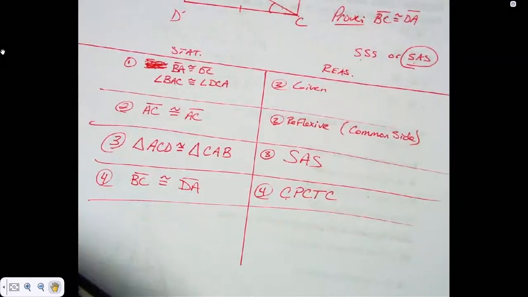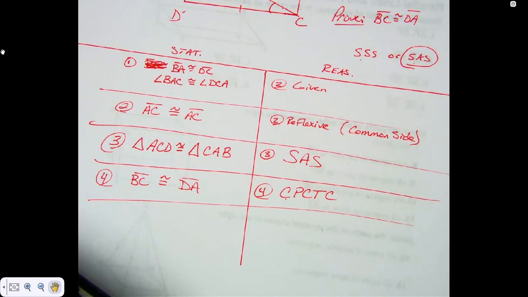What page is this assignment on? 265? 268. That's where the chapter 269. 268? 268. Everybody look up here, let's look at our proofs.